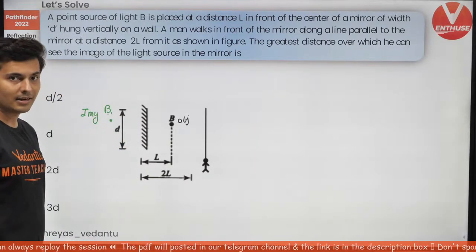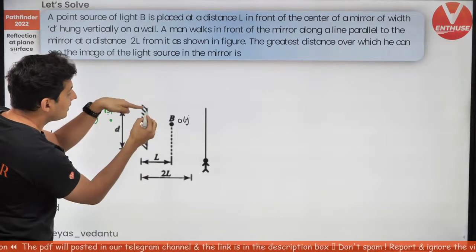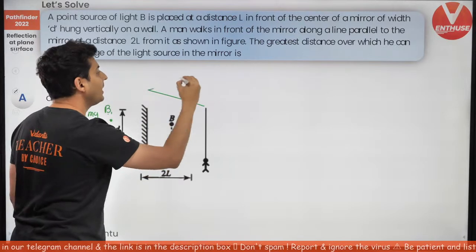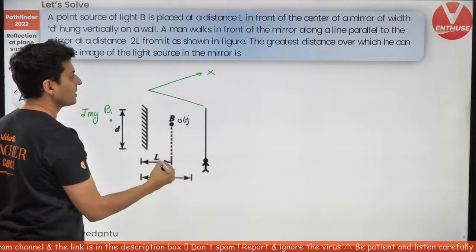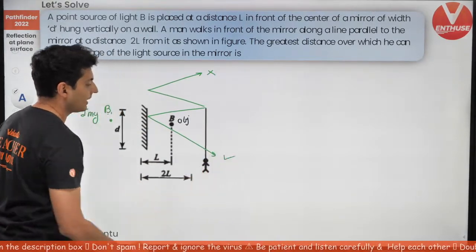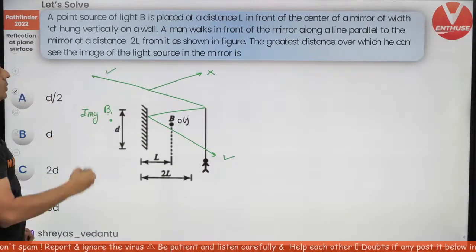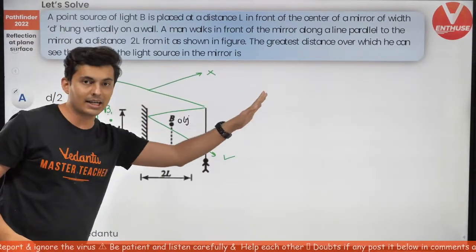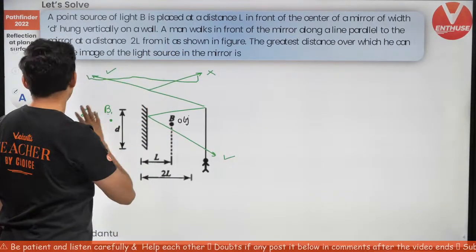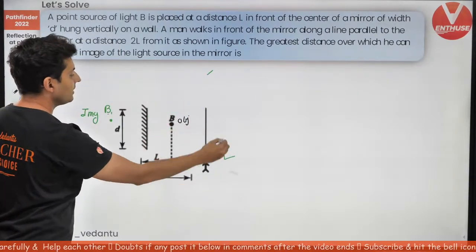Forget that the mirror is there. You just need to understand the rays will reflect only in this particular region. If a ray comes over here, there is no way it can reflect. But if a ray comes here, then it will reflect. So here, if the rays come, they will just continue to go like this. There is no way it can get reflected. So there is a limit till which he can see.